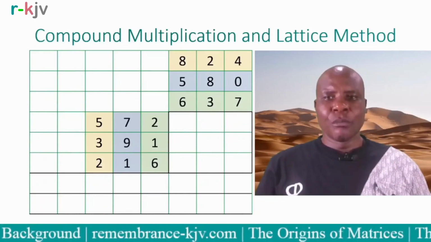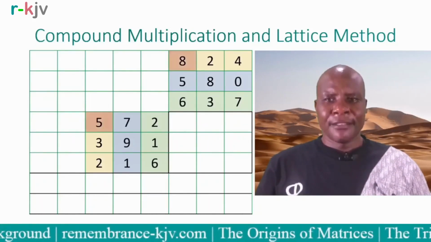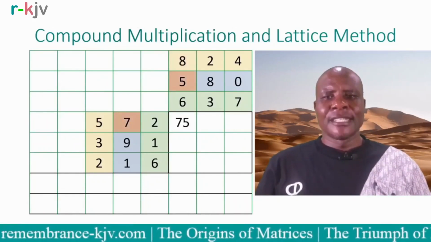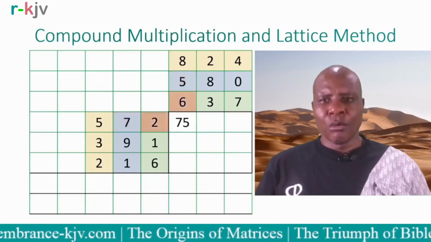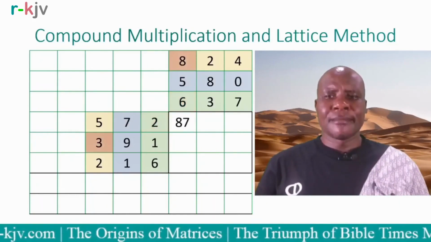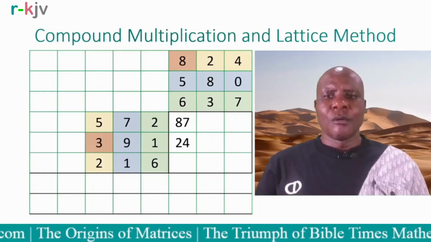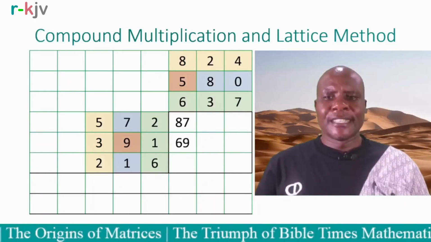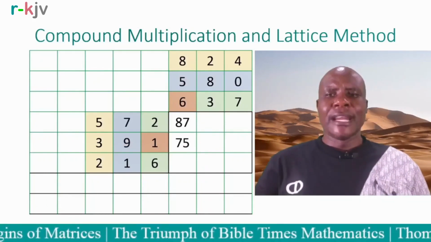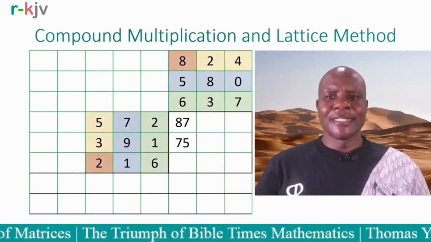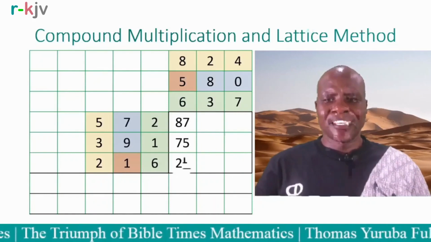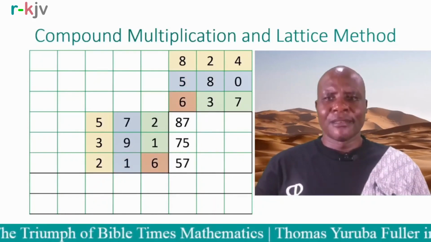Let us begin the computations. It's 5 times 8, 40, plus 35, 75, plus 12, 87. Next, 3 times 8, 24, plus 45, 69, plus 6, 75. Next, 2 times 8, 16, plus 5, 21, plus 36, 6, 57.